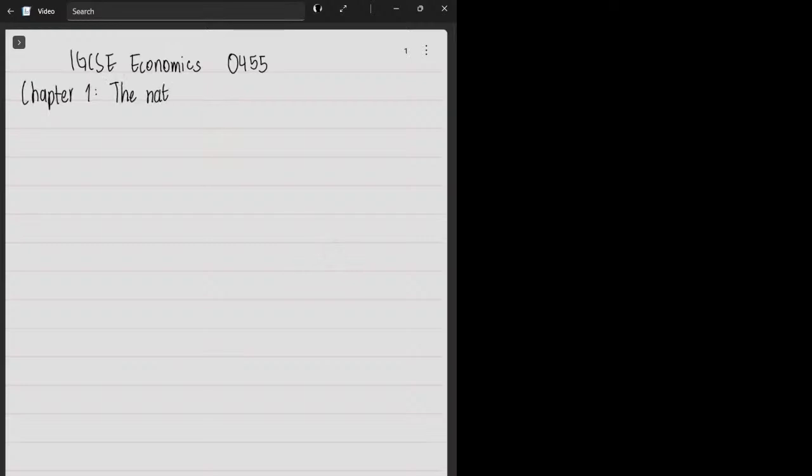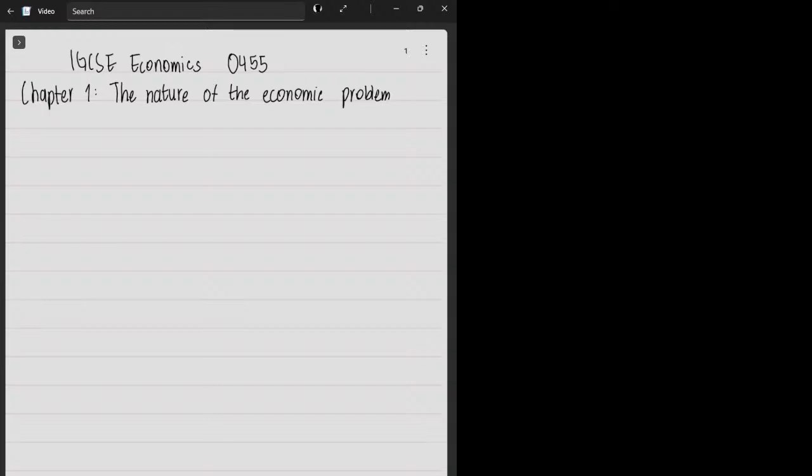Now, this is like the easiest chapter, which you do not even have to revise, but I'm just revising it for the sake of the video. So the nature of the economic problem. Okay. So I'll be reading from the textbook while explaining as well. In every country, resources are limited in supply and decisions have to be made by governments, firms, and individuals about how to allocate scarce resources to satisfy their unlimited needs and wants.